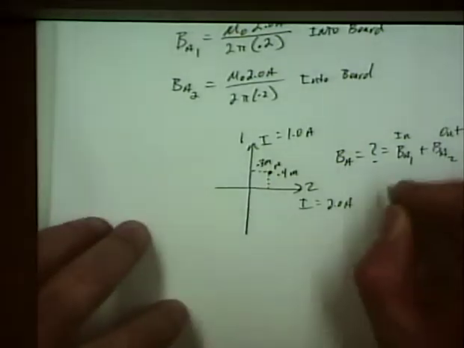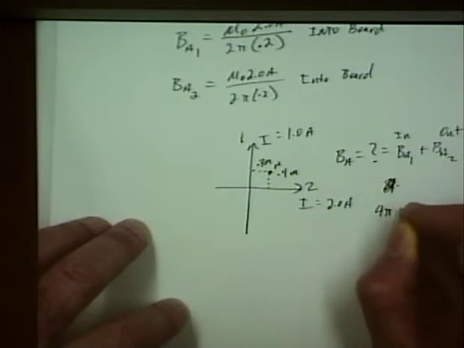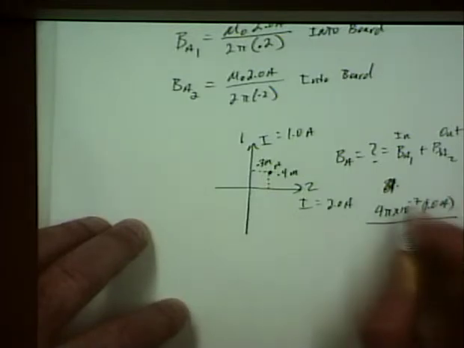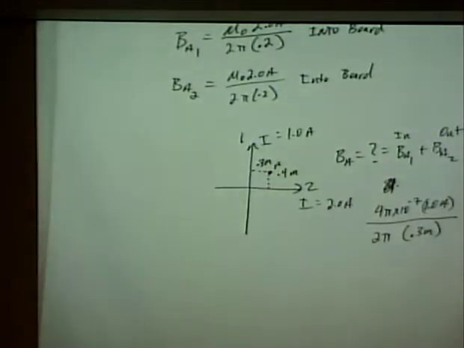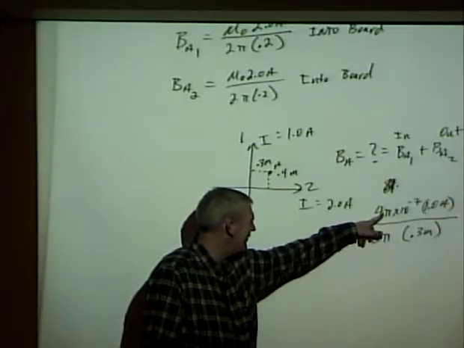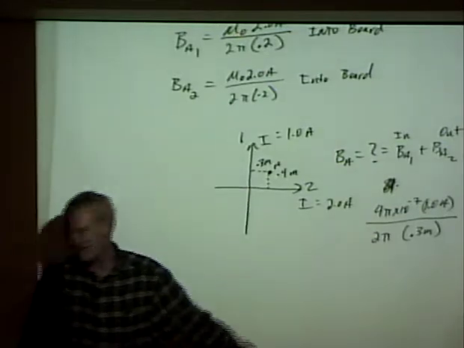So this would look like this. It'd be mu naught, which is 4 pi times 10 to the negative 7, over 1.0 amps times 1.0 amps divided by 2 pi times 0.3 meters. Notice, sometimes if you write it out, you can cheat on your calculator. This 4 pi and this 2 pi are going to cancel. That's kind of nice. You don't have to mess with that.